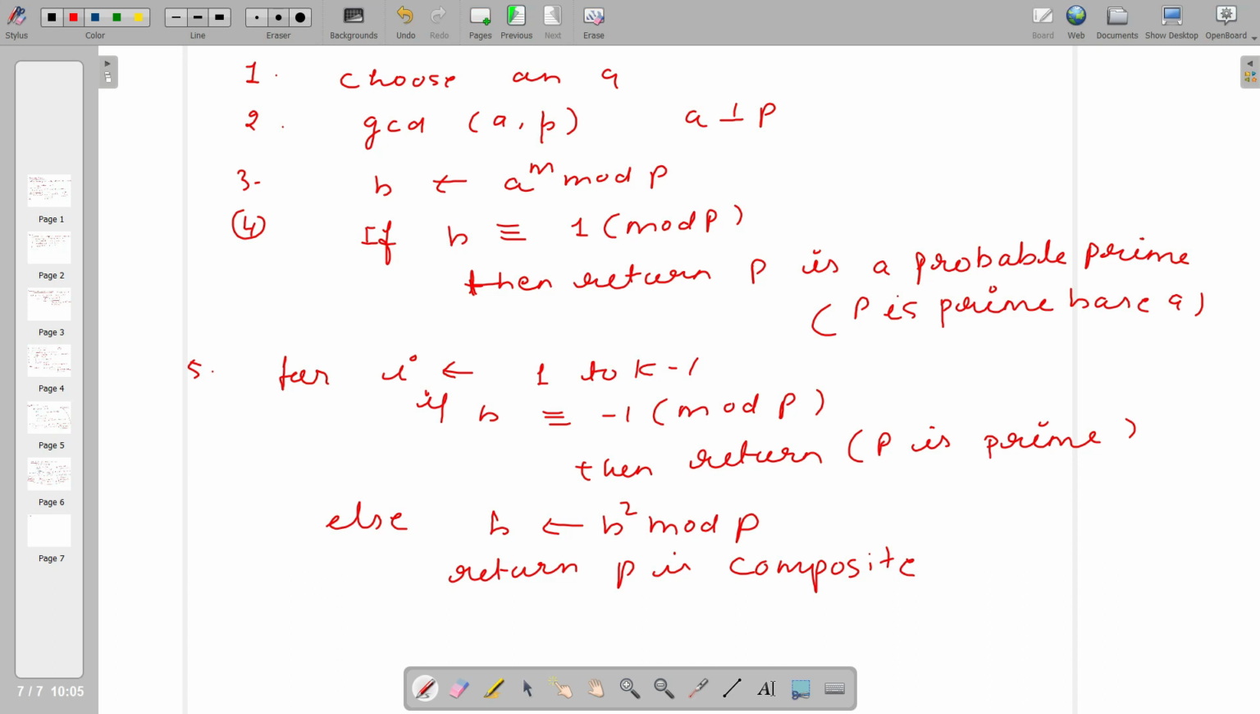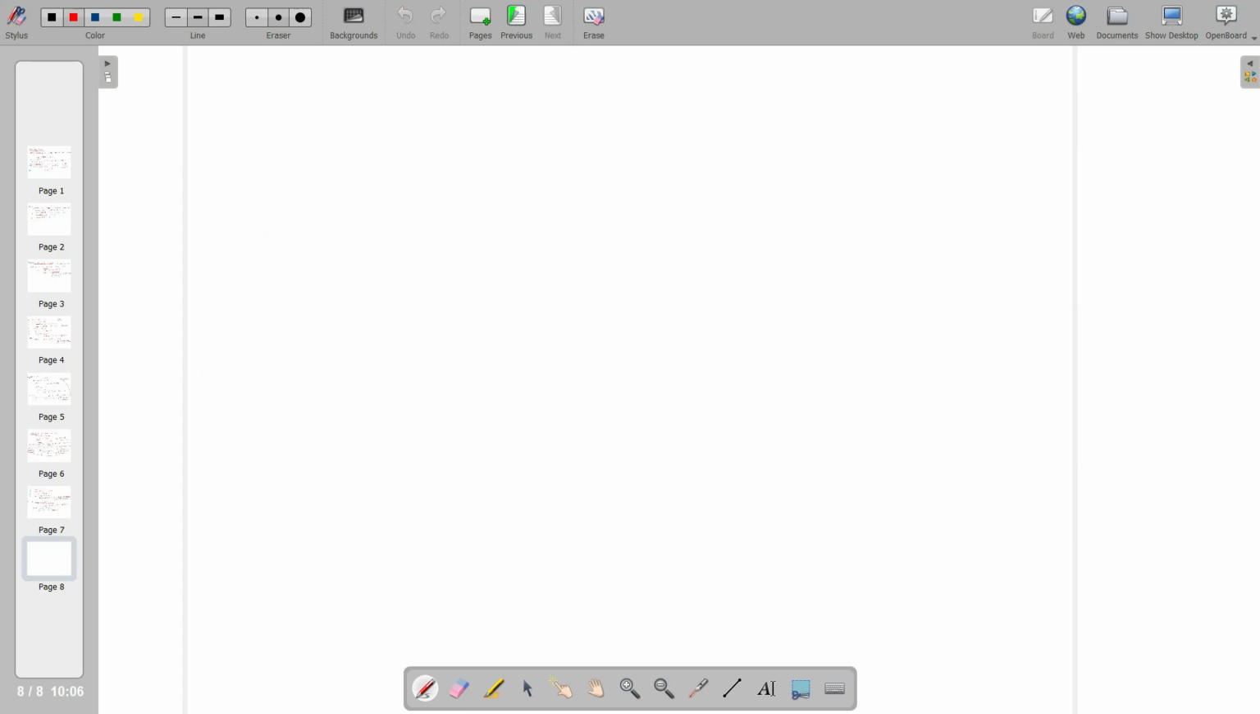Return p is composite. So now here we are going to check for all i from 1 to k minus 1. Let's take an example for this Miller-Rabin algorithm, and let's take p which is 105. So we are just assuming that this p is prime. Otherwise we all know that we can write 105 as 3 into 5 into 7. It means this is not a prime number, but just to check the algorithm, let's suppose this is a prime number.